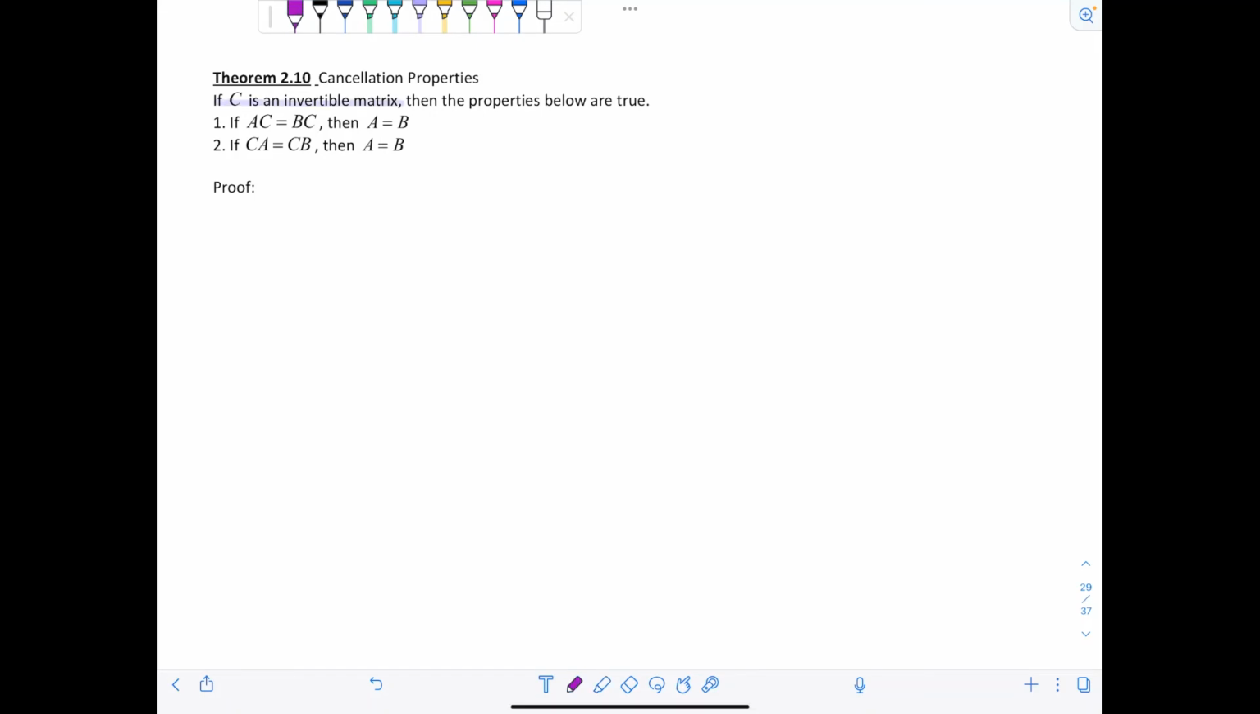So what do we know? Write down what that means. That means a lot of stuff. So let C be an invertible matrix. That means that C inverse exists, okay, and that C times C inverse is equal to C inverse times C, which gives me the identity matrix. Okay, so let's start off with property 1.